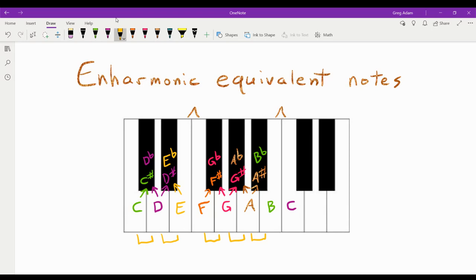So I will continue on with this E and F and the B and the C. Can they also be enharmonic equivalent notes? Well, you'll have to listen to the next video to find out.